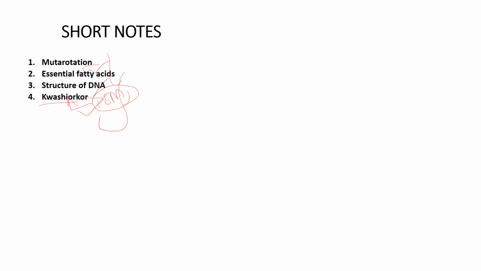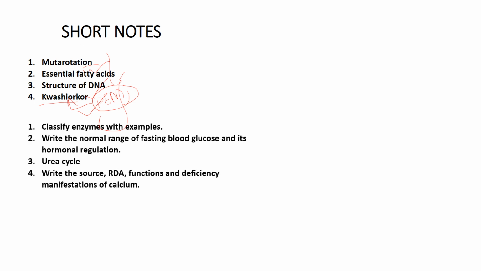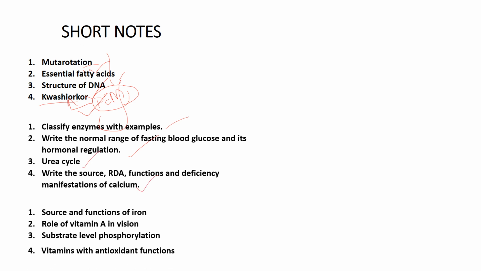Essential fatty acids are all the polyunsaturated fatty acids, for example linoleic, linolenic, arachidonic and DHA. All these come under essential fatty acids. And then again examples with enzyme classification, and then normal fasting glucose level, urea cycle, calcium. These are all repeated questions. And the other set is function of iron, and here specifically they ask about vitamin A. We call it the visual cycle, no? You have to write the visual cycle for this question.